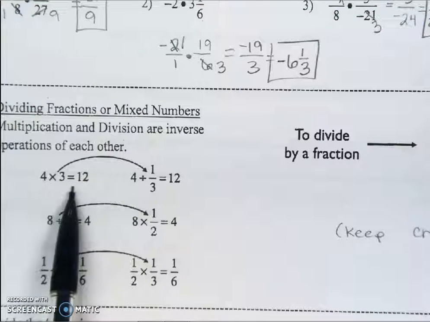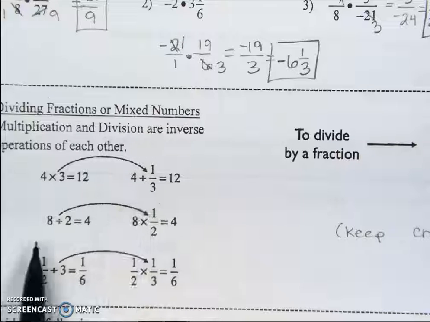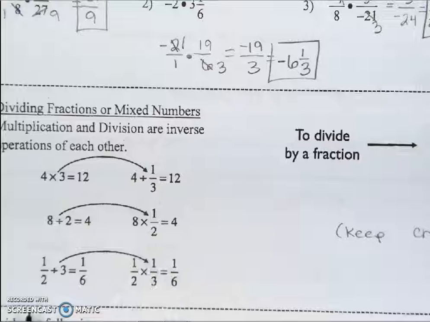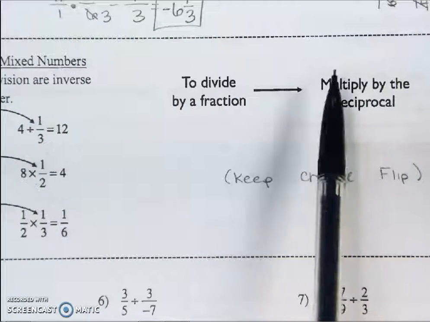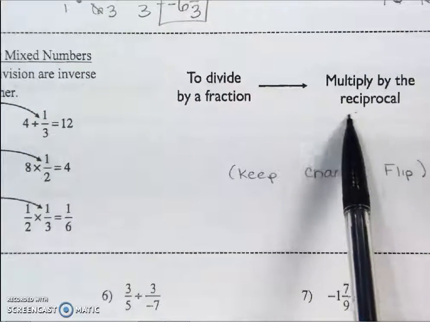Okay, so dividing fractions or mixed numbers, multiplication and division are inverse operations of each other. Remember, 4 times 3 is the same thing as 4 divided by 1/3. 8 divided by 2 is the same thing as 8 times 1/2. 1/2 divided by 3 is the same as 1/2 times 1/3. So remember the keep, change, flip. Keep, change, flip. Multiply by the reciprocal. To divide a fraction, multiply by the reciprocal.